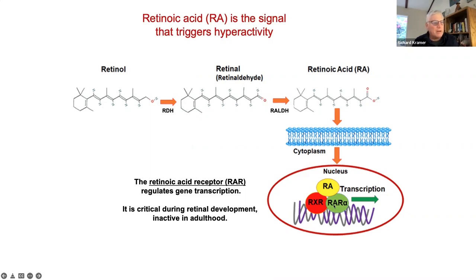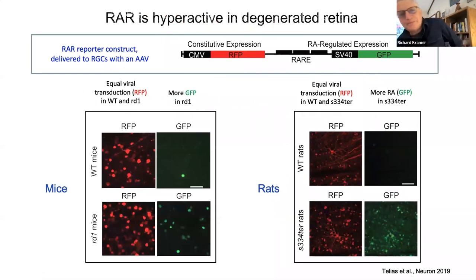Here it's RAR alpha, which dimerizes with another protein called RXR. And this dimer binds to specific sequences in DNA and turns on gene transcription. So this is a transcriptional regulator that turns on programs of transcription in cells in an axon. And so this is the system that we think is engaged as photoreceptors degenerate and as there is an excessive amount of retinoic acid. And so I'll show you some of the evidence for this.